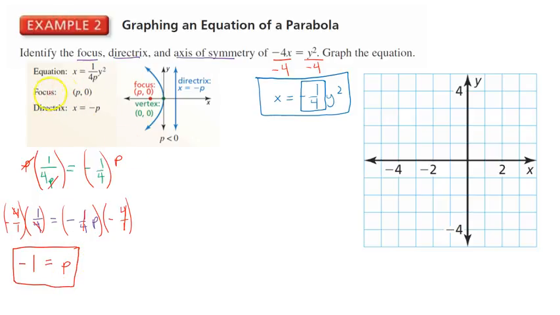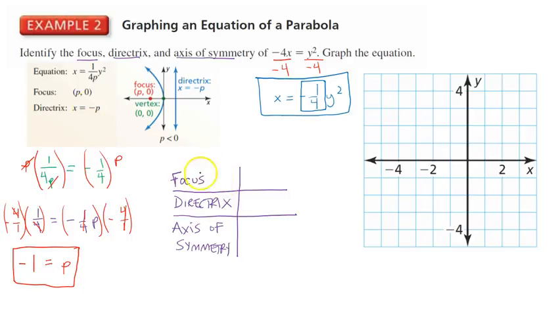So that tells me that my focus, p, 0, is negative 1, 0. On the graph, that's negative 1, up 0. So that is my focus. The directrix is x equals negative p. So negative negative 1 is positive 1.